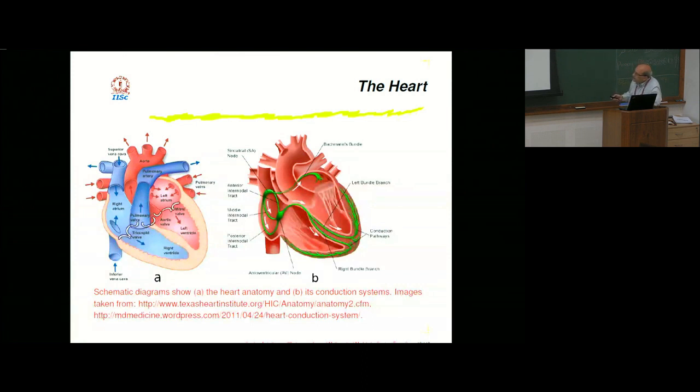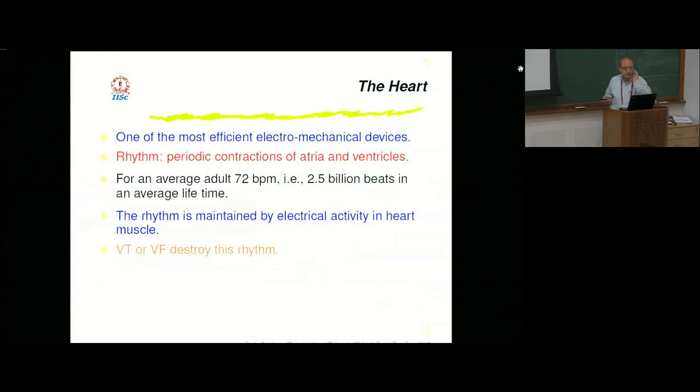Here is the sinoatrial node, which is the pacemaker of the heart. It sends electrical signals, which are carried by special conduction pathways. There are all sorts of things, bundle of His and so on, and also the so-called Purkinje fibers, which I will get to presently.